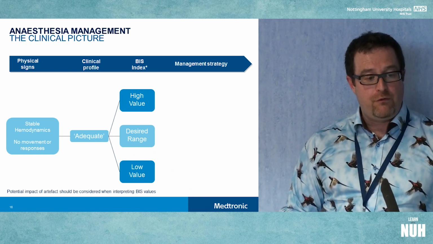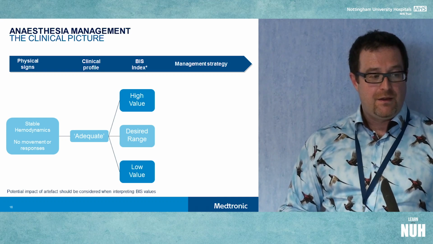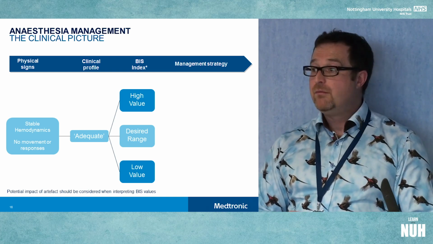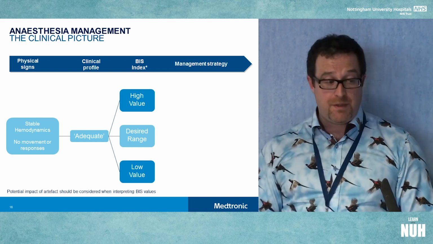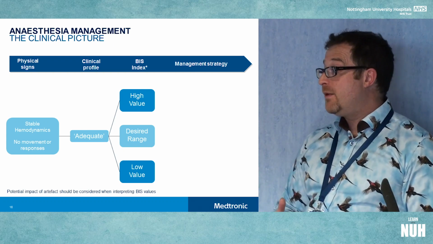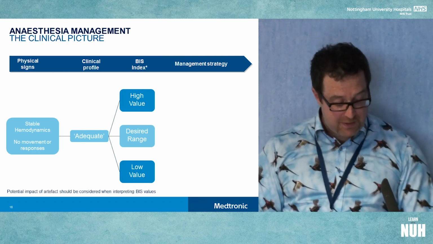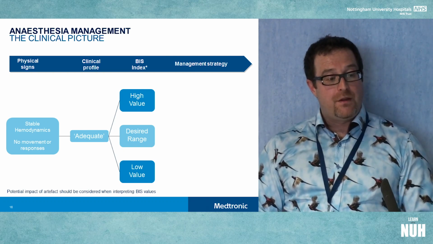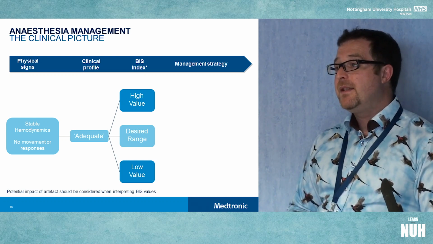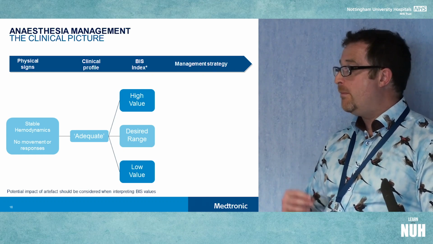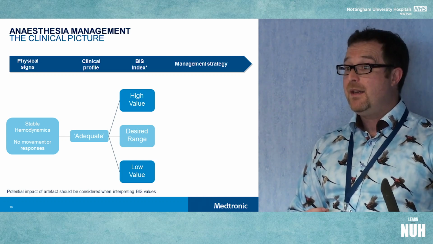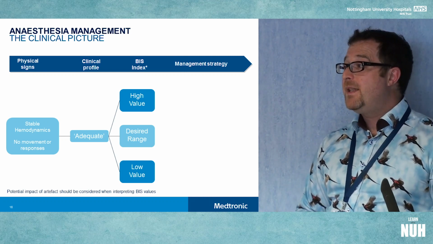Okay, so we're going to go through a quick quiz to see what your thoughts are. So we've got a patient that's hemodynamically stable, no movement or response, everything seems fairly standard. We might suggest that patient's adequate, we're happy with them, adequately anaesthetised, but the BIS is low. Tell me what you might be thinking in this instance, in terms of your management or your thought process. So everything seems to be in the right range hemodynamically, all the signs from the patient, but the BIS is very low.